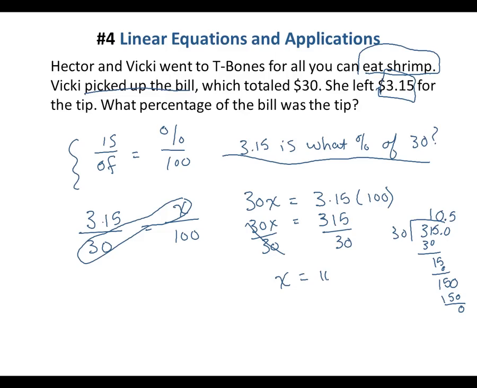All right, how many 30s are in 31? One. And then we have one left. We bring down the 5. How many 30s are in 15? None. Good. So 0 times 30 is 0. So we still have this 15. And then we have 0 down. So how many 30s are in 150? 5. Don't forget to bring this decimal up into your answer. So 5 times 30. We have no leftovers now, so we're done with our division.